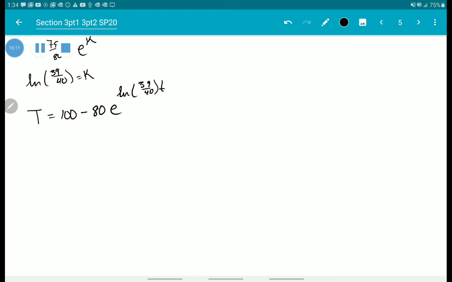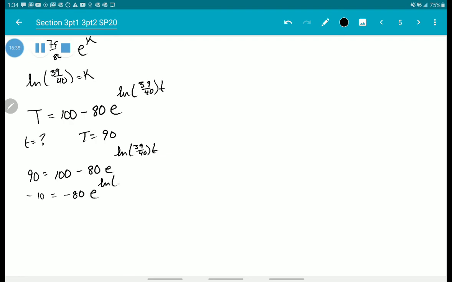So we want to know, what is the temperature at 90 degrees? Excuse me, how long is it going to take for the temperature to reach 90 degrees? So I'm going to have 90 equals 100 minus 80 e to the ln of 39 over 40 times t. So I have negative 10 is equal to negative 80 e to the ln of 39 over 40 times t. So I'm going to have 1/8 is equal to e to that stuff.